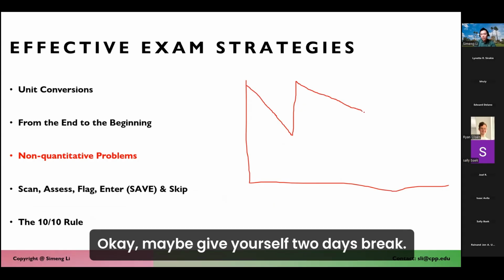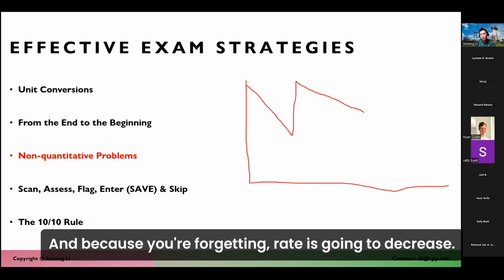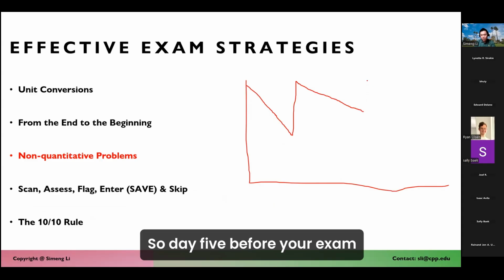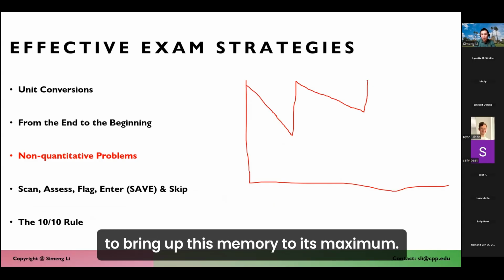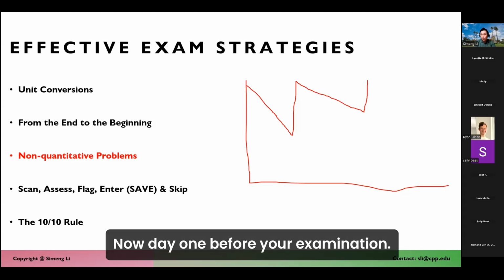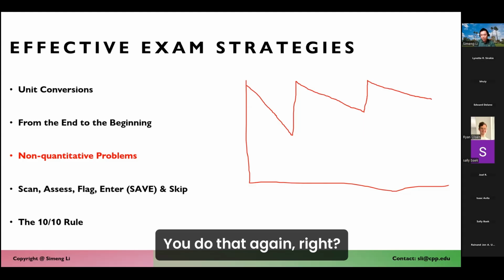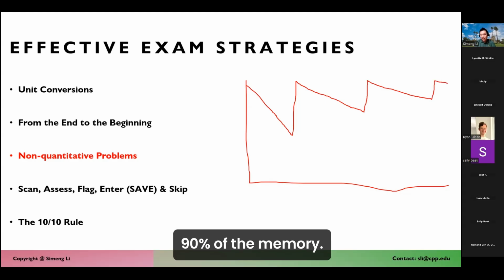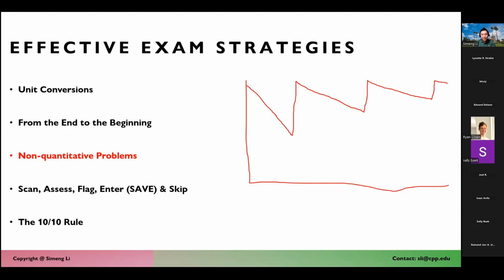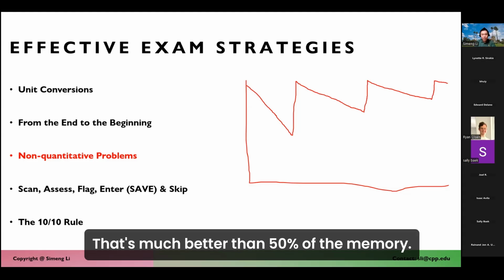Maybe give yourself a 2-day break, because your forgetting rate is going to decrease. So day 5 before your exam, or day 4, you're going to read again to bring this memory up to its maximum. Now, day 1 before your examination, you do that again. Right? On your exam day, you're most likely able to retain 90% of the memory. That's much better than 50% of the memory.